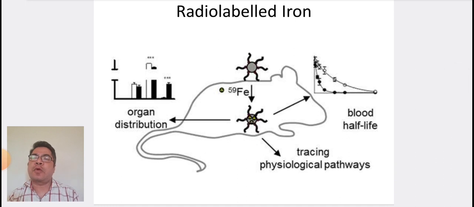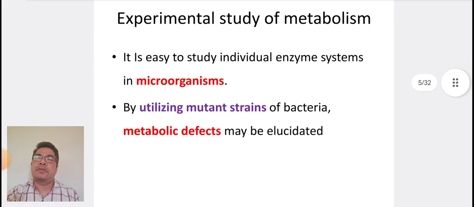This is the diagram of radio-labeled iron, which is fed to the rat. After that, it shows that there is decreased organ distribution and decreased blood half-life. It is easy to study individual enzyme systems in microorganisms. By utilizing mutant strains of bacteria, metabolic defects may be elucidated.